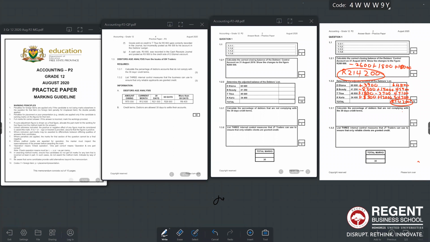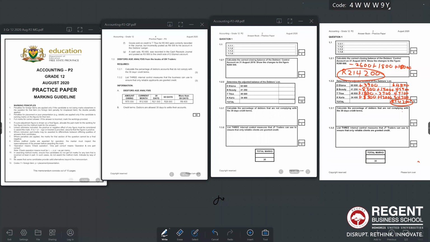For the current month, 12,600, no problem with that. They came this month and they bought for 12,600. There's no issue. 30 days, that is according to our credit terms in information B. Debtors are allowed 30 days to settle their account. 21,000, no problem with that. But now the problem comes up with the 28,000 that they said for 60 days, and more than 60 days was 8,400. Now the question, what percentage of debtors are not complying with the 30 days credit limit?